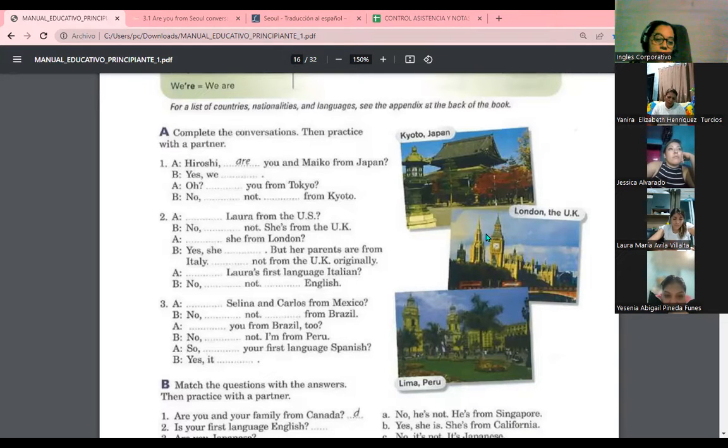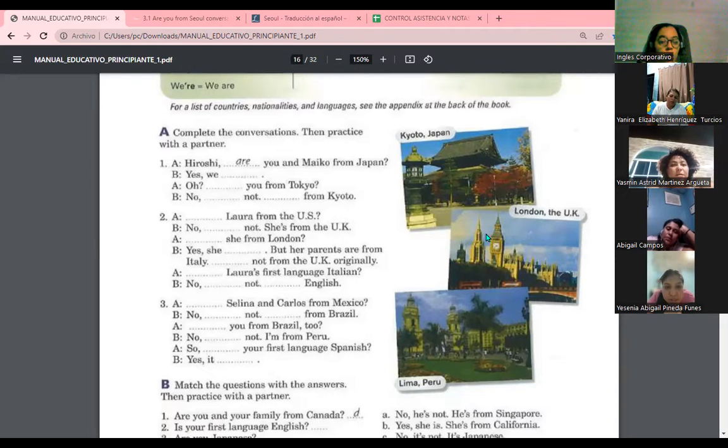Very good. Number two is Laura from US. Ajá, ¿qué le falta a Laura? Is Laura. Yes, porque el subject es Laura. Very good. Nunca vamos a poder decir, is she Laura? No. O sea, ya está Laura, sabemos que es ella y que se refiere a un subject, ¿verdad? Entonces, is Laura from US? No, she's not. She's from UK.